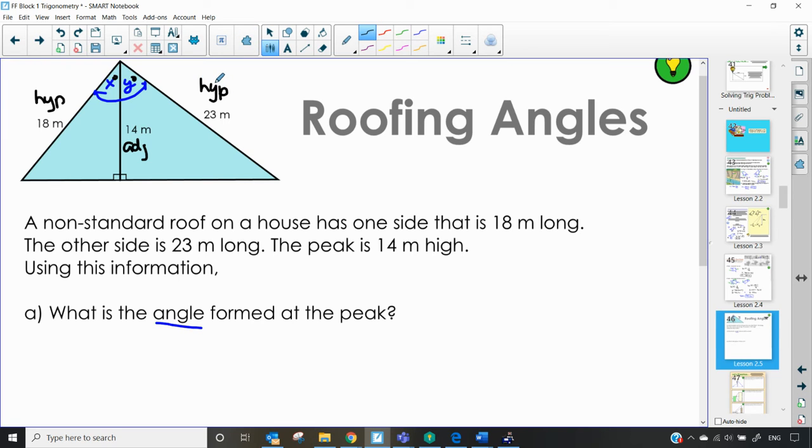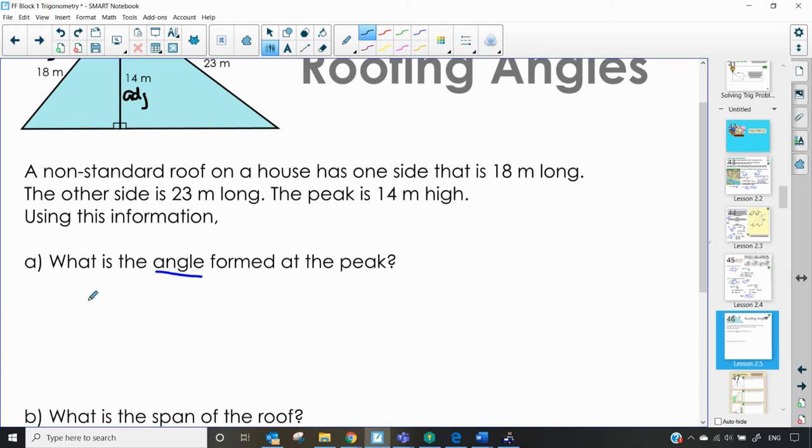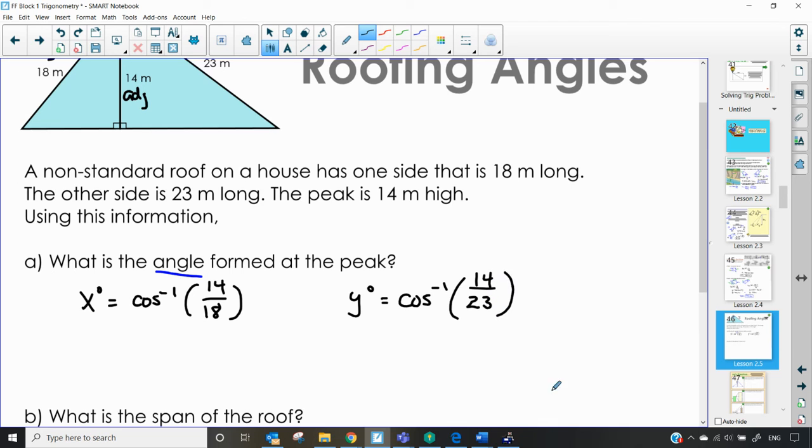So in both cases, I'm going to be using cosine. So for the x degree, cosine inverse of adjacent over hypotenuse, so 14 over 18. And for my y angle, it's going to be cosine inverse of 14 over 23. So let's put those into our calculator.